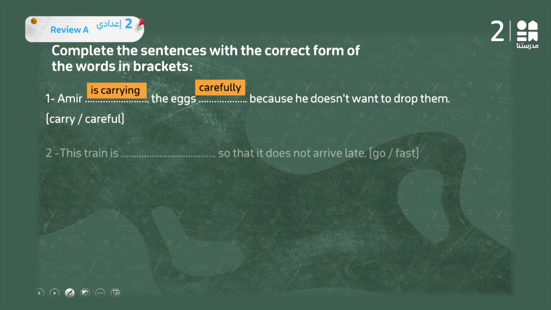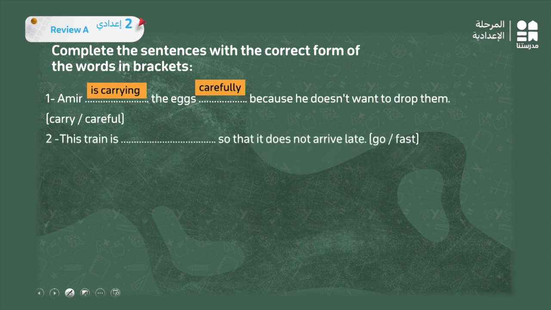Number 2, this train is going fast so that it doesn't arrive so late. Is needs an ing verb after it: is going. Fast, as I told you, fast doesn't change in adverbs. Fast is the same as an adjective or as an adverb. There is nothing in English called fastly.